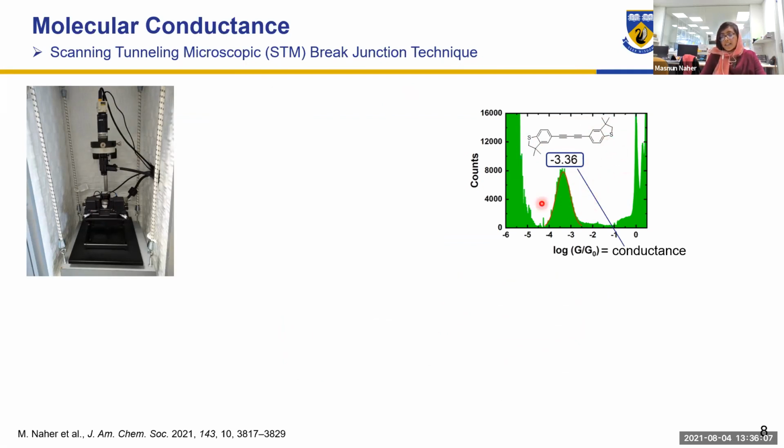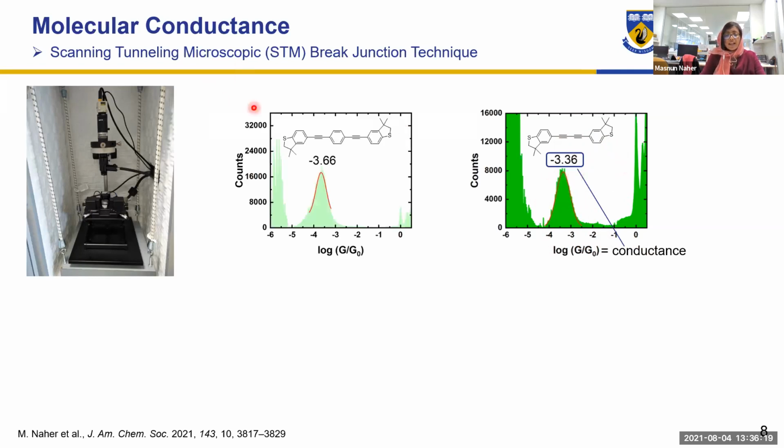So in this histogram, you can see the x-axis represents the molecular conductance. And this peak is the conductance for this compound, which is at -3.36. In the next step, we inserted one phenyl ring into these diene compounds, and you can see the molecular conductance decreased to -3.66. This is because with increasing molecular length, molecular conductance decreases.